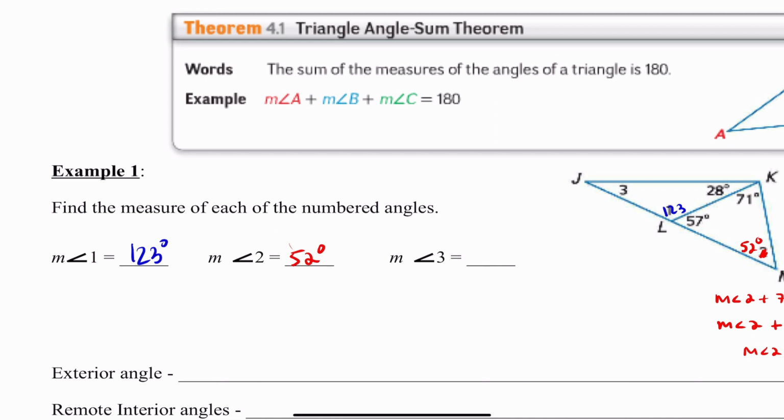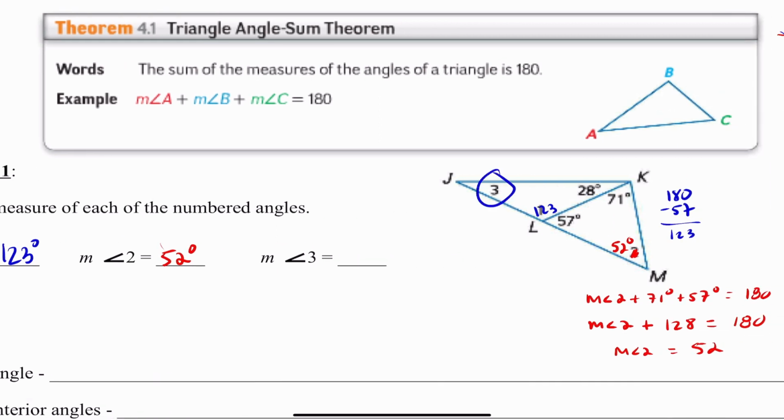And to figure out what the measure of angle 3 is, well, since again this triangle adds up to 180 degrees, right? I can do the measure of angle 3 plus 123 plus 28 equals 180, and I can combine the like terms, and that is going to give me, well, what is that going to give me? Because I have no idea. Let me see. I don't have my calculator.